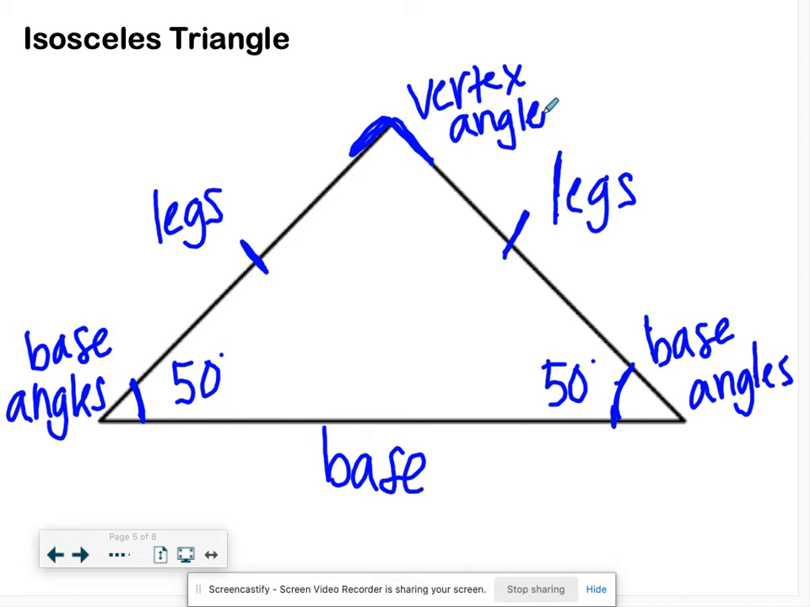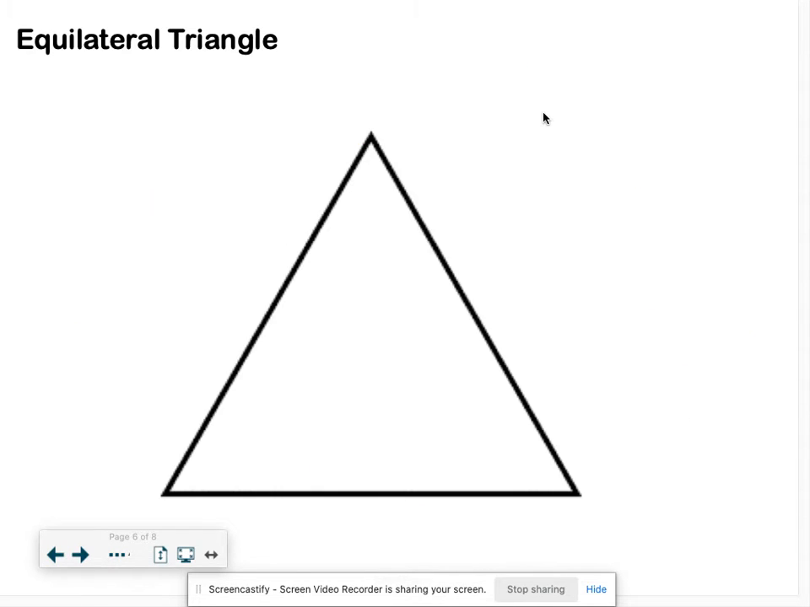Okay, and there's not a lot to say about an equilateral triangle, but what do we know about it? All three sides are the same. Yep, so we can put tick marks on all three sides. And then since all three sides are the same, what do we know about our angles? They're all the same, right? So if they're all the same measure, do you guys know what they have to equal?